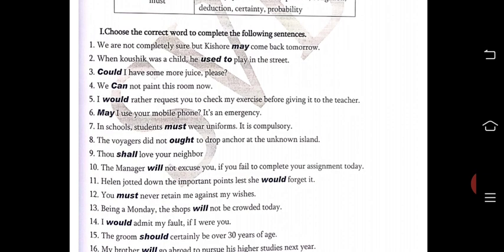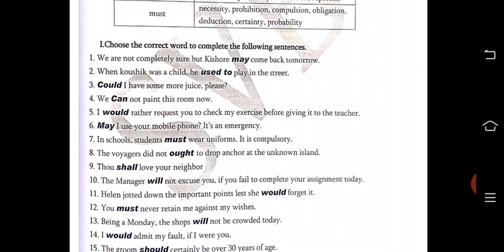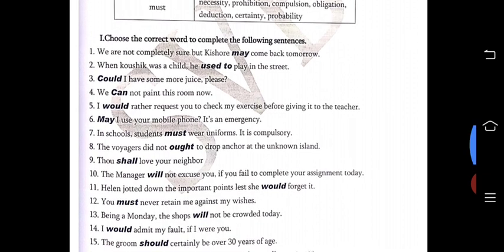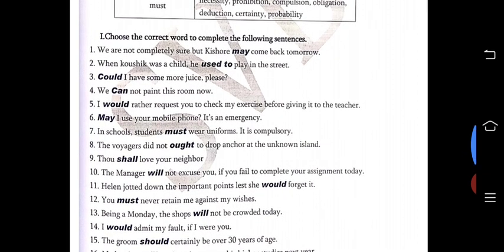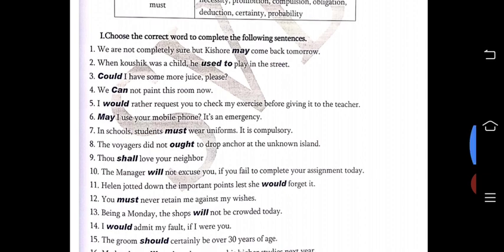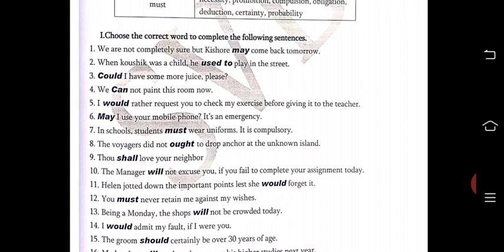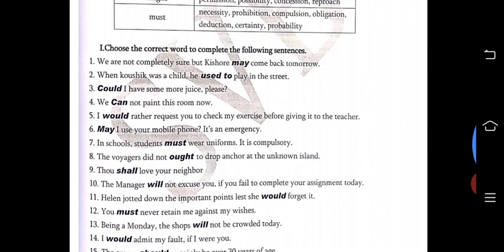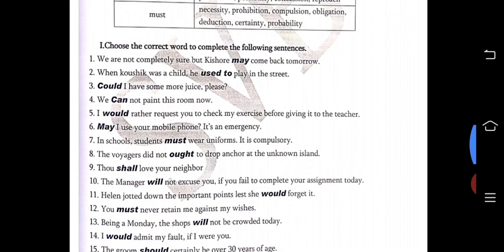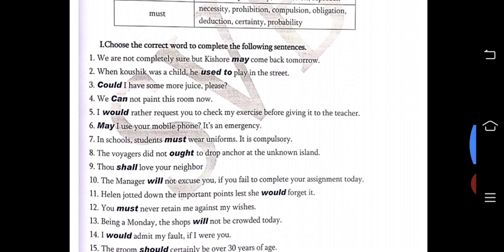And then second question. When Kausik was a child, he dash play in the street. I told you, no. So past habitual means we use only used to, where? In semi-modals. Okay. So for example, if the same question is given in modals, what answer will you use? You have to use would.